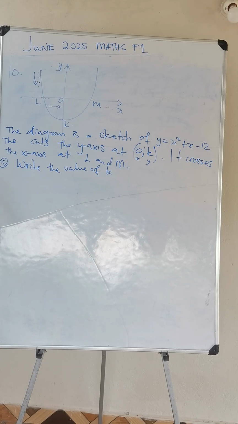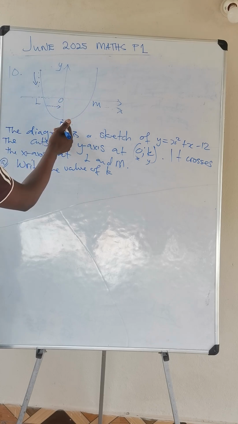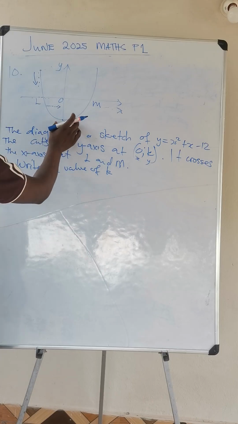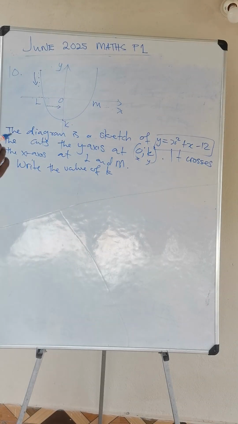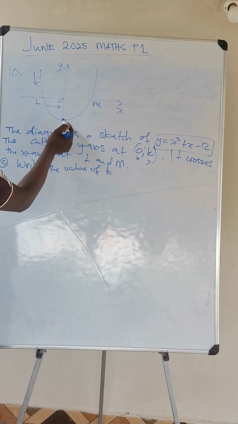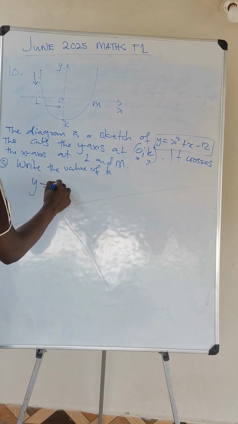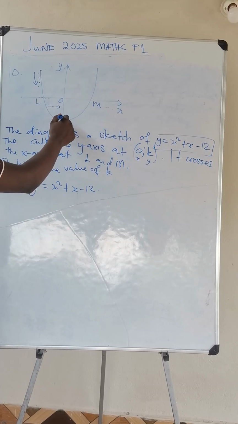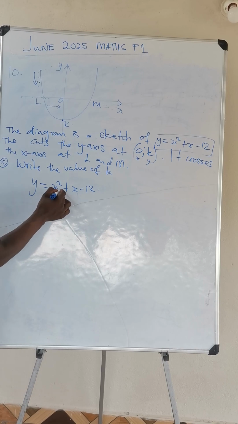I already told you that the value of k is when x is equal to 0. It is the value of y when x is equal to 0, because here the value of x is decreasing toward this point. When we reach this point, the value of x equals 0. Therefore, y is equal to x squared plus x minus 12. The value of k at this point is the same as the value of y when x is equal to 0. Therefore, we substitute 0 here.